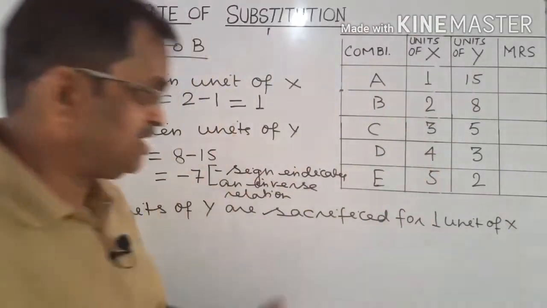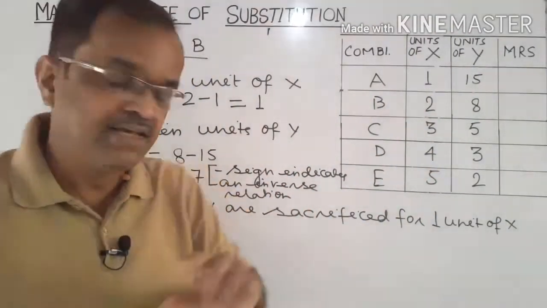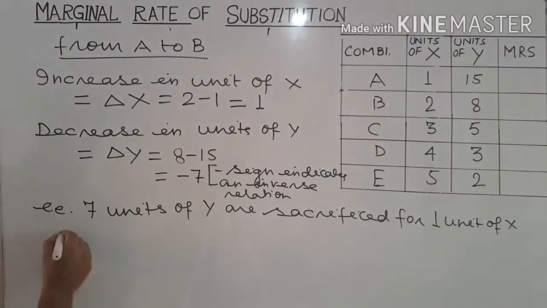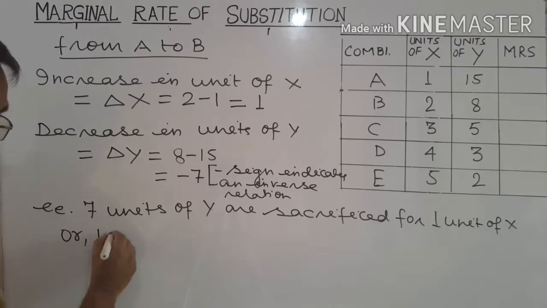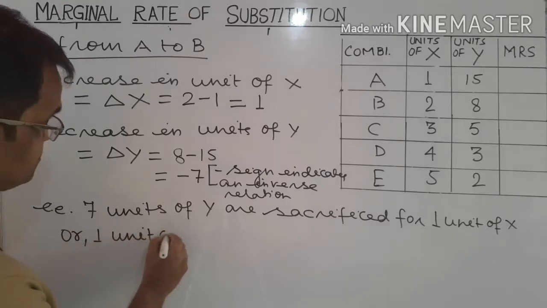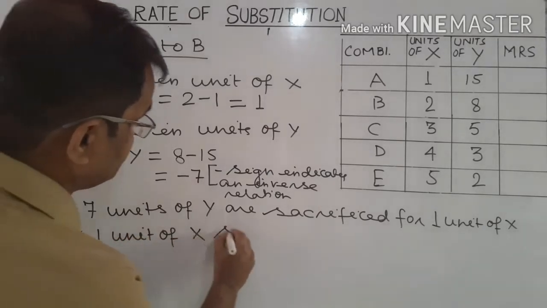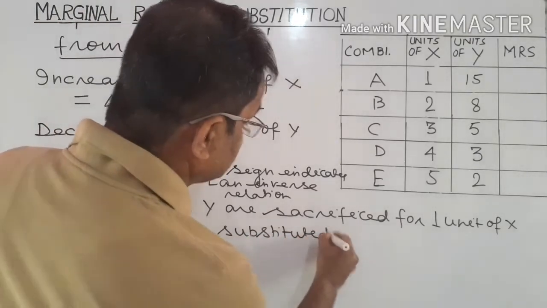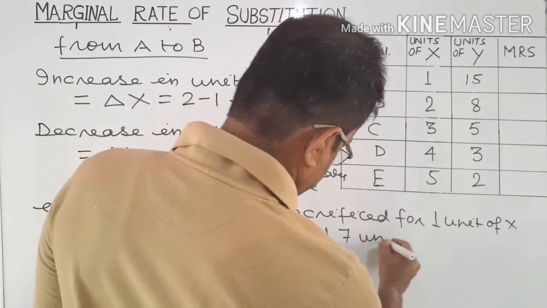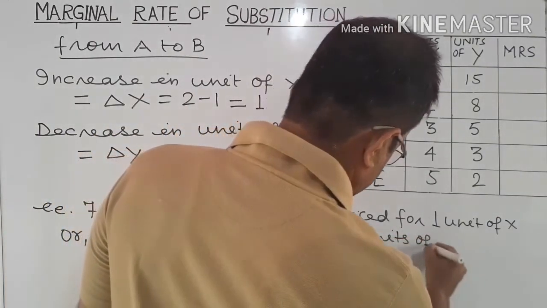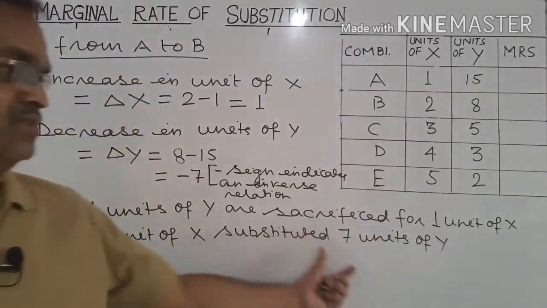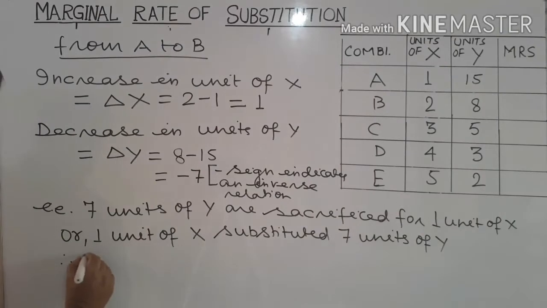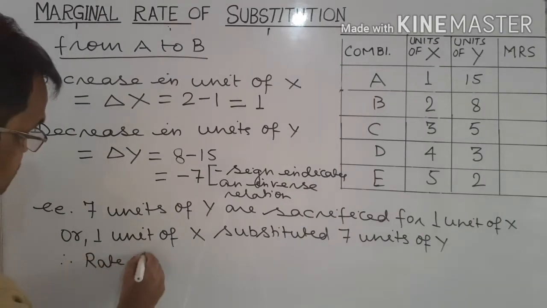मतलब X के एक यूनिट के कंजम्पशन करने के लिए 7 यूनिट का सैक्रिफाइस करता है कंज्यूमर. और इट कैन ऑल्सो बी रिटन एज दैट 1 unit of X substituted, that is 7 units of Y. मीन्स एक जो यूनिट है कमोडिटी X का, उसमें 7 यूनिट्स कमोडिटी Y के को सब्स्टिट्यूट कर दिया, एंड देयरफॉर दिस इज द रेट ऑफ सब्स्टिट्यूशन.